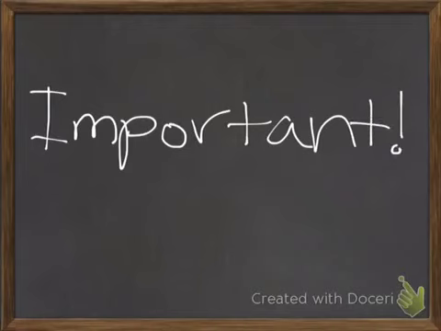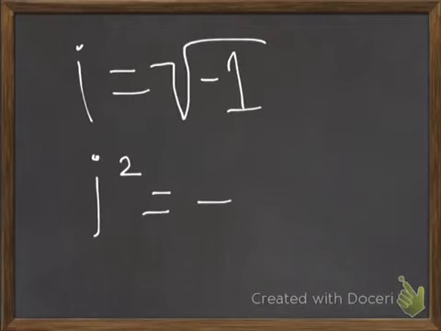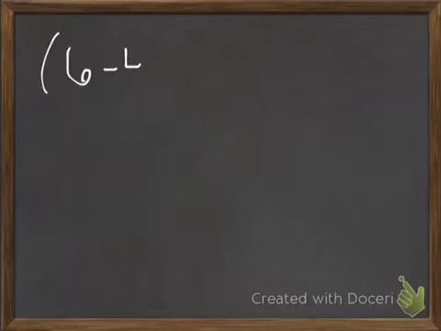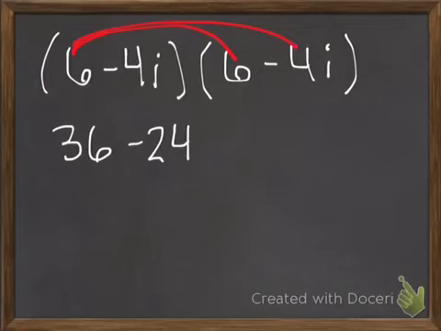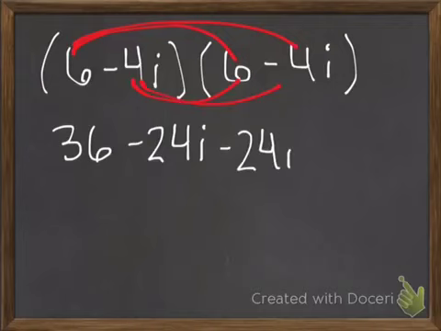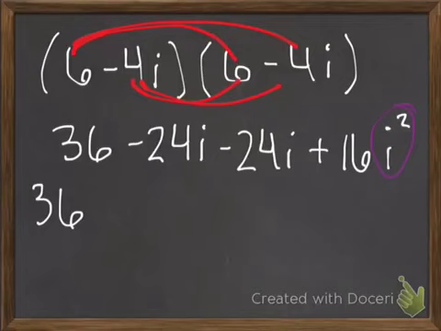Now here is a very important reminder. i equals negative 1. So i squared equals negative 1. So we're going to go with 6 minus 4i times 6 minus 4i. So 6 and 6 equal 36. 6 times negative 4i would be negative 24i. Negative 4i times 6 would be negative 24i. And negative 4i times negative 4i would be 16i squared. Now, you see that i squared? We're going to circle it and come back to it in a second.